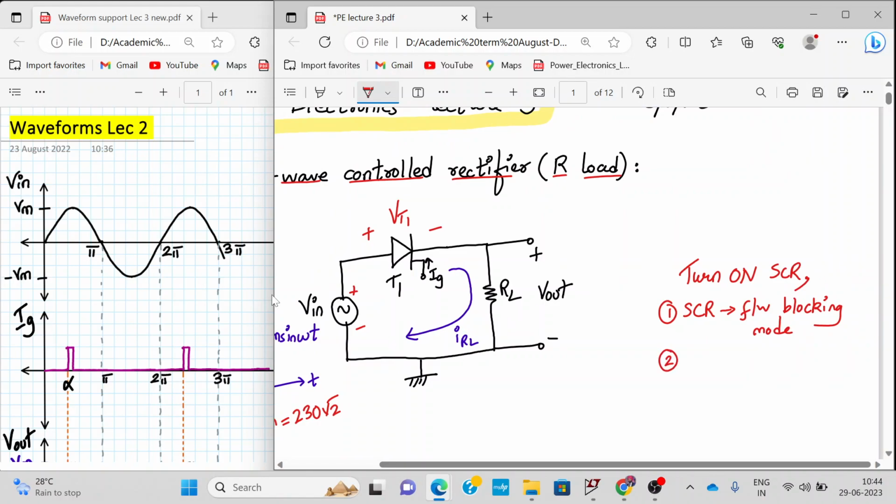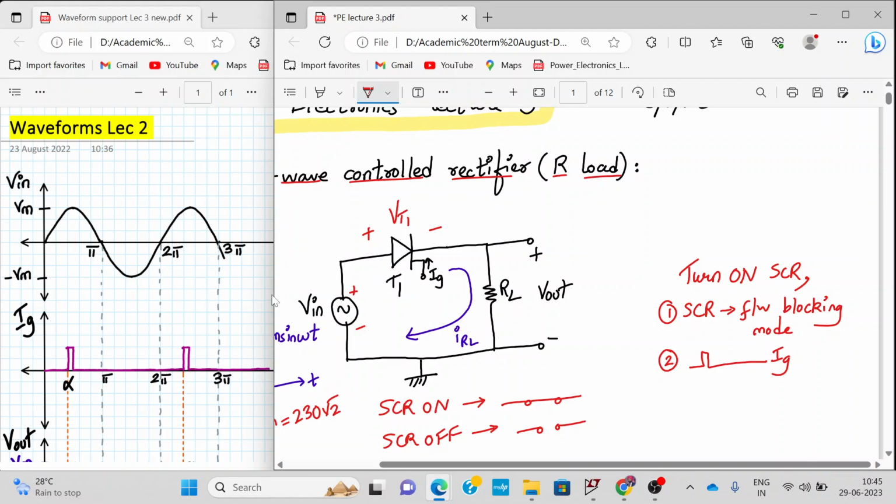Second, a gate trigger IG must be applied at the gate terminal. Here you can see this pulse should be applied at the gate terminal of the SCR. When these two conditions are satisfied, the SCR turns on. When the SCR is on, it is replaced with a short circuit, and when the SCR is off, it is replaced with an open circuit. Alright, let's proceed forward.